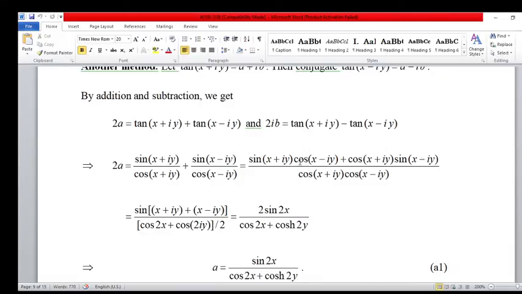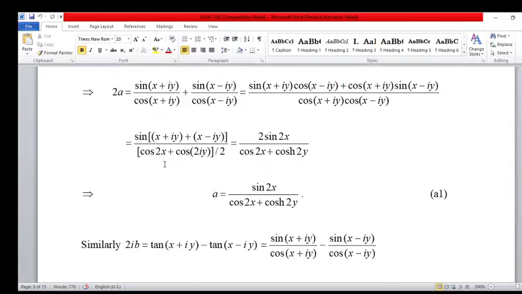Now taking LCM, after taking LCM, this is the sin a cos b plus cos a sin b formula applied here, and in the denominator cos(a + iy) and cos(a − iy). So here the numerator converts into the sin(a + b) formula. This is sin((x + iy) + (x − iy)) is equal to, and solving, this is 2 sin 2x upon, in the denominator this is multiplied by 2 and divided by 2.